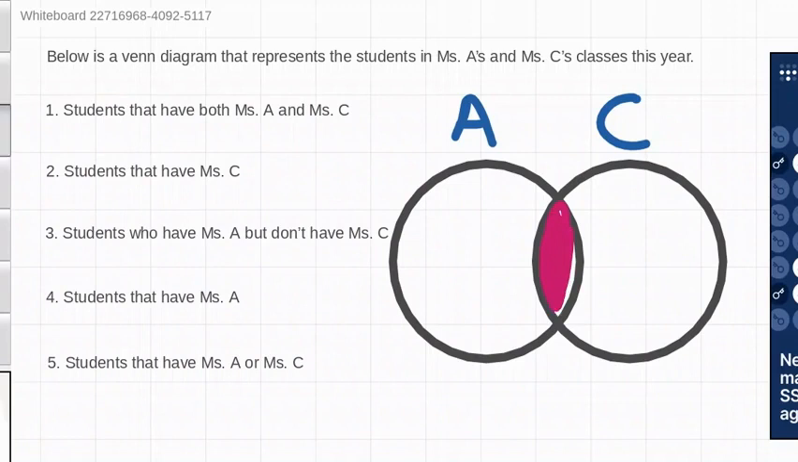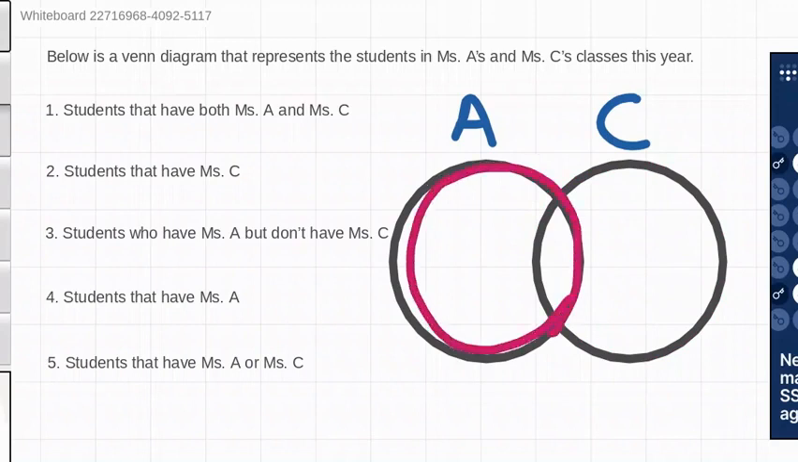Students that have Miss C, well, this whole circle is Miss C. Students who have Miss A but don't have Miss C. We know that this whole circle is Miss A, but in the middle, Miss C is also there, so we don't want to include that. So we would draw this little Pac-Man figure.